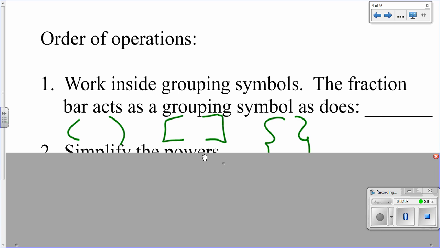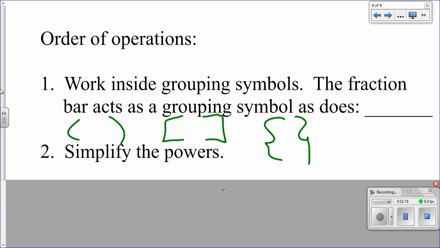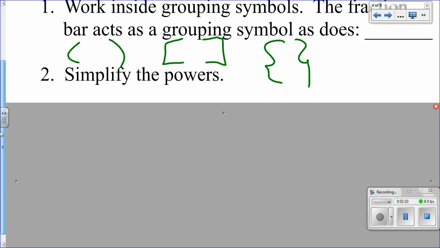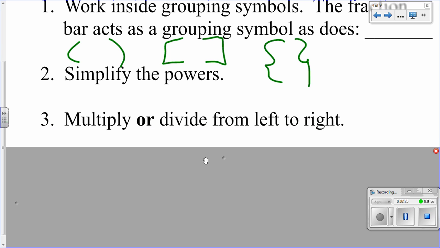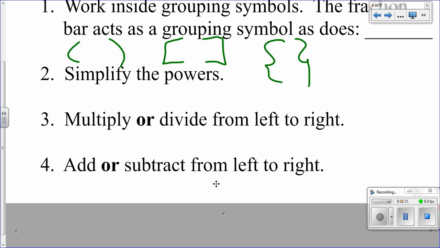These are some other symbols that also work as grouping symbols. You're used to the parentheses, but now we also have different types of brackets. Your next step is going to be to simplify the powers. And we are going to multiply or divide from left to right. And our last step is to add or subtract from left to right.